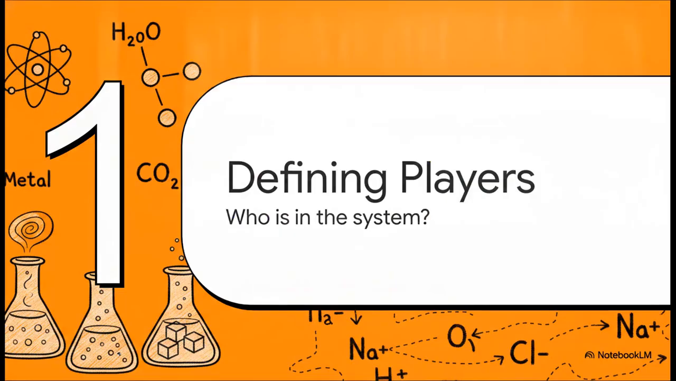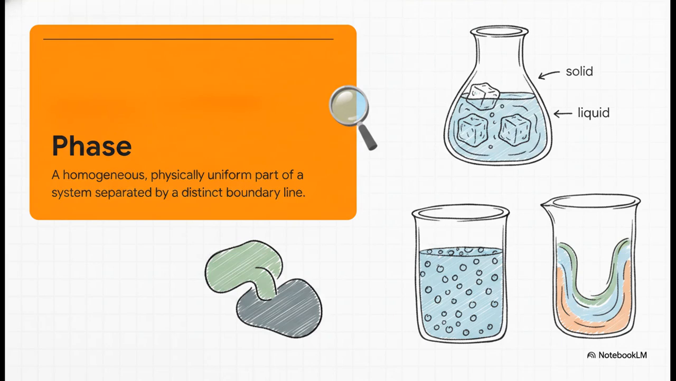All right, Section 1, defining the chemical players. Before we do any math, we really need to know exactly who is interacting in our chemical systems. Our first major player is the phase. Simply put, a phase is basically any uniform state of matter in our system. It's a homogeneous part of a heterogeneous system, and it's separated from other parts by a clear, distinct boundary line.